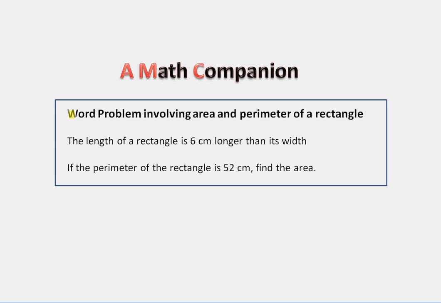In this problem, we are working on a word problem involving area and perimeter of a rectangle. The length of a rectangle is 6 centimeters longer than its width. If the perimeter of the rectangle is 52 centimeters, find the area.